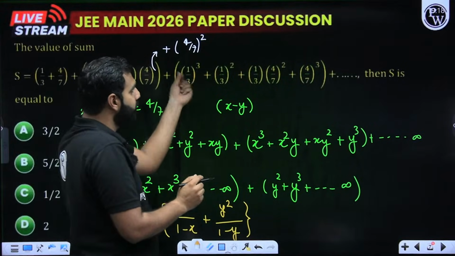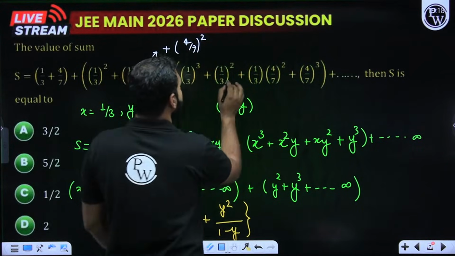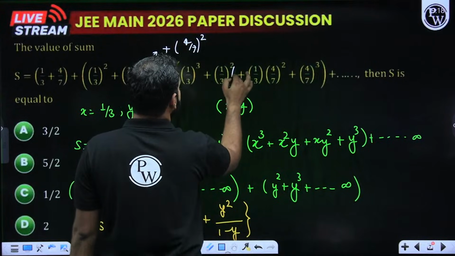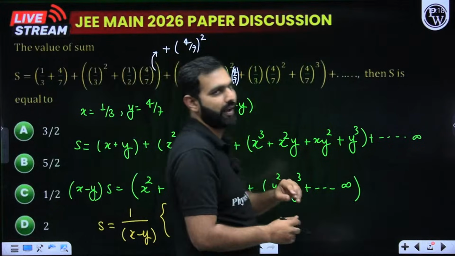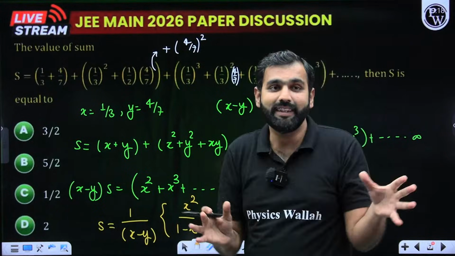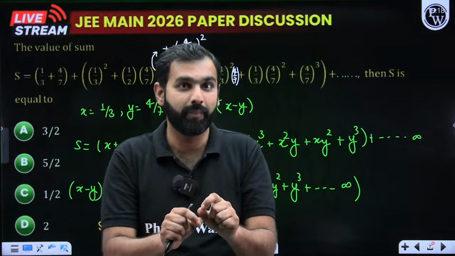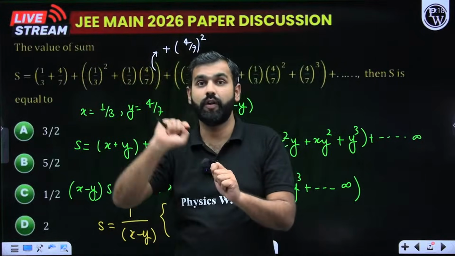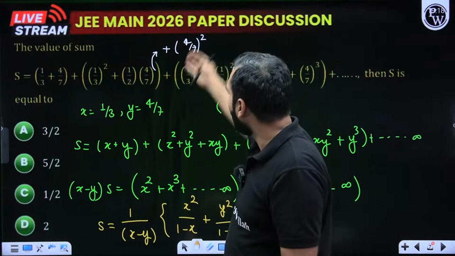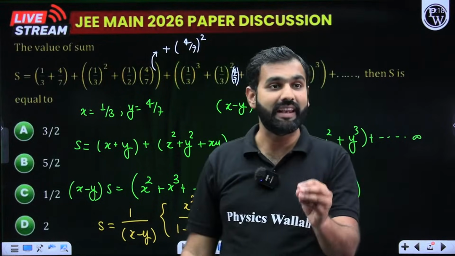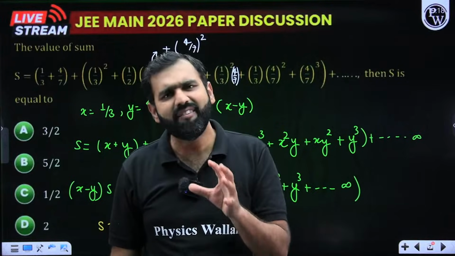This is x cube plus y cube plus, here again there is a typing error, this should have been 4 by 7. So here it is x square y plus xy square. I hope you know this identity you were taught. If you don't remember, go and watch the one-shot video of quadratic equations which we have released on our channel, in which all these identities were covered in a very, very detailed format.